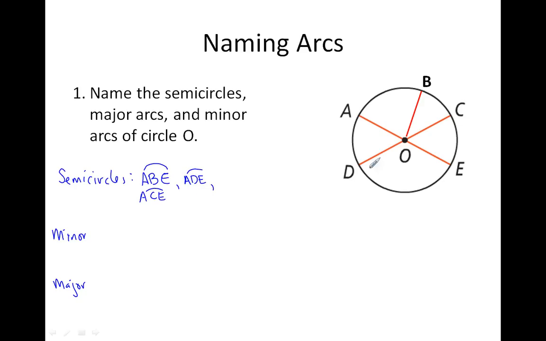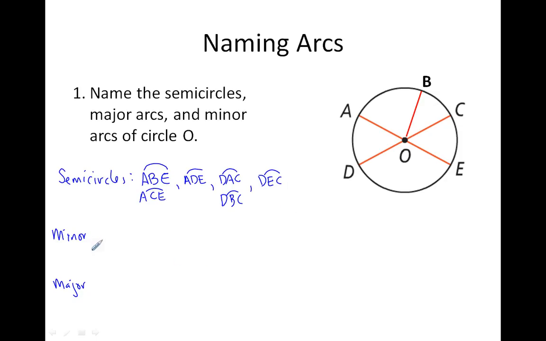Now, if we go to the diameter CD, there are two semicircles associated with that. Above the diameter, we have DAC, or we could alternatively call that DBC. We also have, below that diameter, semicircle DEC. For every diameter, there are always two semicircles because the semicircle is half of the circle.